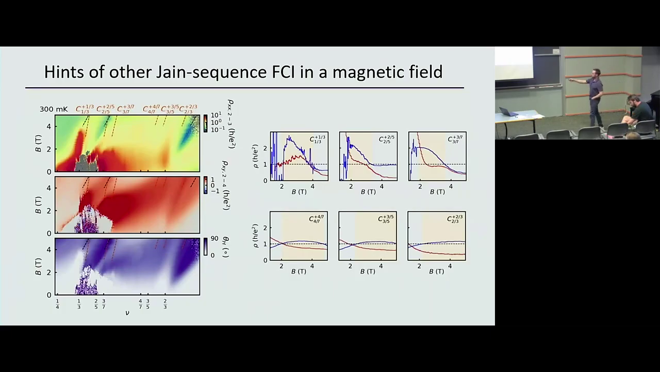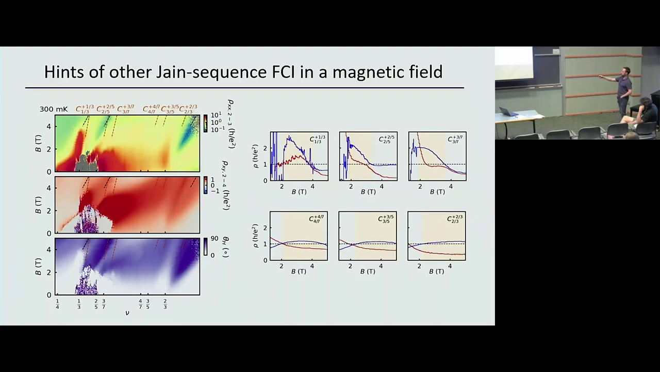Now if you want to be generous to me, you look at this 1/3 state, you can see that it corresponds to a local dip in RXX and a very large RXY. And if I show you a slice here, you can see that rho xy is way exceeding h over e squared. Rho xx is very large, it's of order h over e squared, but again, it's smaller than rho xy. So the Hall angle, which is plotted in purple, is very large here.